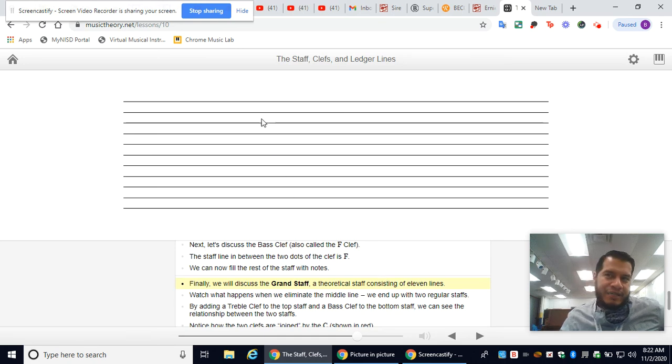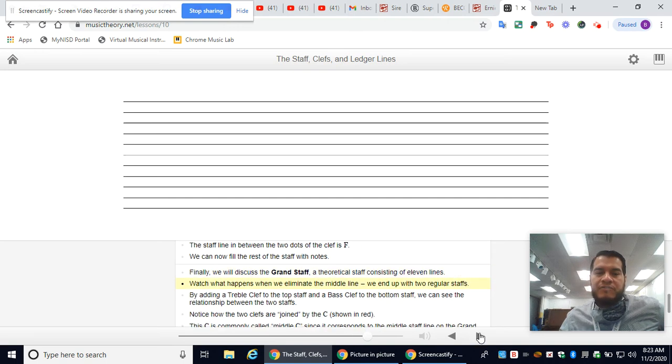Okay. All right. And it says, finally, we will discuss the grand staff. Ooh, how many lines is that? I don't even want to count. A theoretical staff consisting of 11 lines. Watch what happens when we eliminate the middle line. We end up with two regular staves. Okay, so this is kind of what piano reads, because if you play piano, you have to read both clefs. Okay, so let's go to the next one.